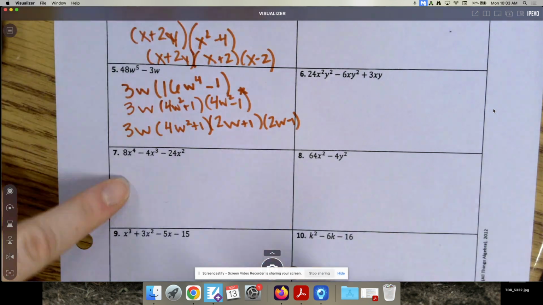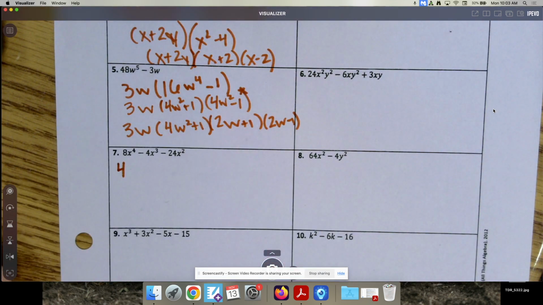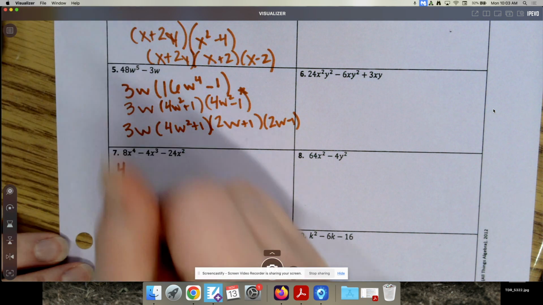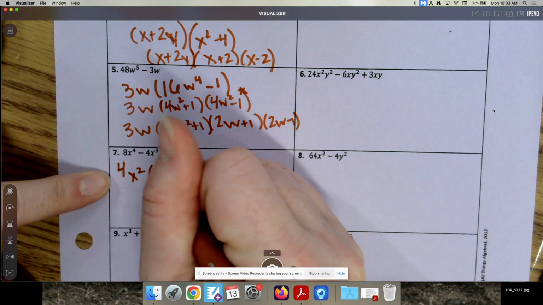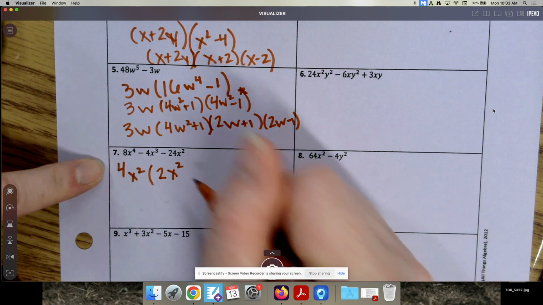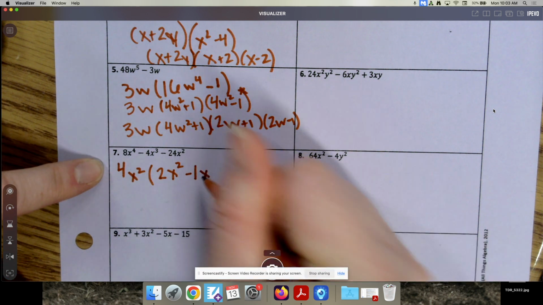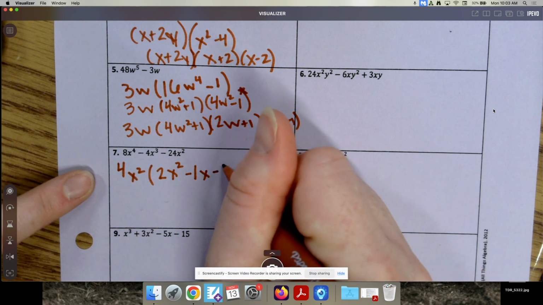4x squared. So 4 divides all those numbers. And then when you look at your exponents, you can take out an x squared. 8 divided by 4 is 2. And then we still have 2 more x's left over. 4 divided by 4 is 1. We have 1 x left over. 24 divided by 4 is 6, right? No x's left over.